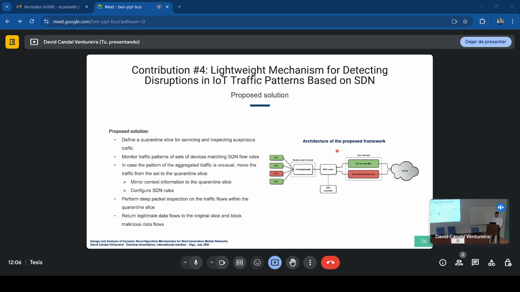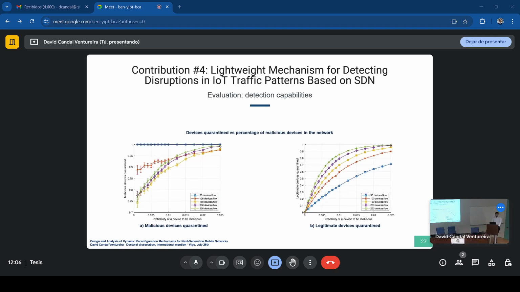Once the traffic is moved to this quarantine slice, it is analyzed by a legacy inspection tool, and malicious traffic is blocked, and the regular traffic is returned back to the original slice. By introducing this two-step process, we reduce the number of data flows that are analyzed by the legacy inspection function, which reduces the computing capacity required by the operator to protect the network.